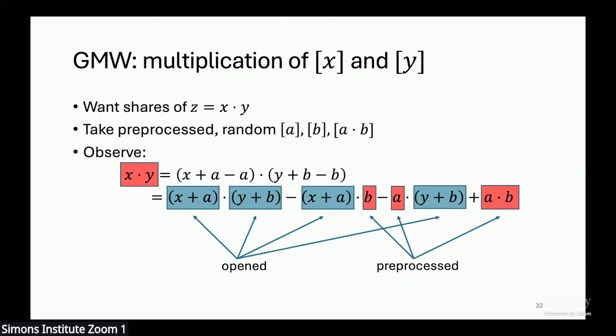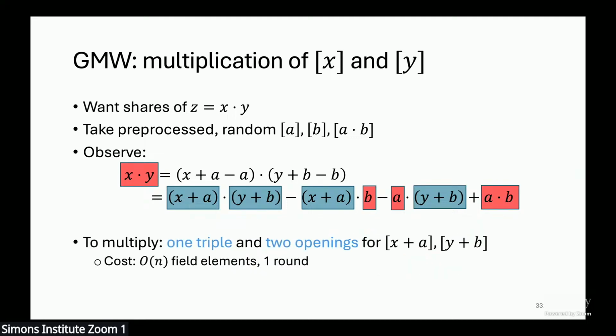So this gives us sharings of X times Y just by doing these two openings of X plus A and Y plus B, which can be done in parallel in one round of interaction. And doing this opening, at least naively, will cost O of n communication across all of the parties. Okay, so sorry, it's one round to get a multiplication.